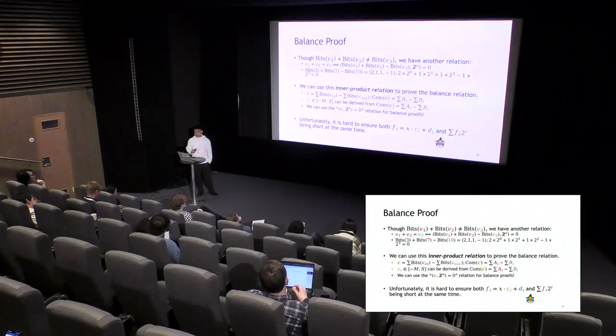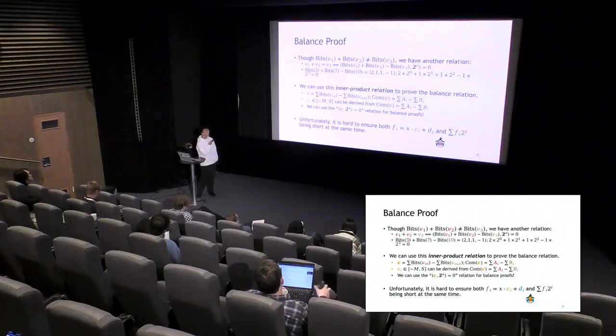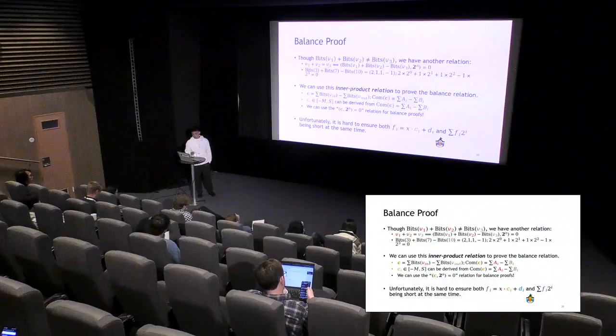Okay, so our observation is that we do not need to check the equation for the bit representations. Instead, we can check the inner product relation. You can see from the second line that V1 plus V2 equals V3 is equivalent to bits V1 plus bits V2 minus bits V3, inner producted with a vector of the powers of 2. This should equal a value of 0.